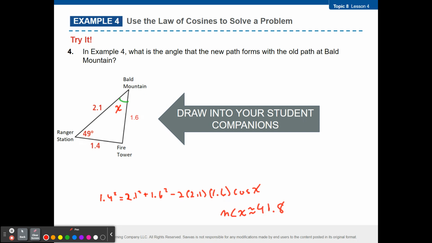Questions on this? Like I said, kind of a longer lesson today, but hopefully you guys, the hardest part of this is the visualization. Everything else is pretty easy. Okay? Any questions?